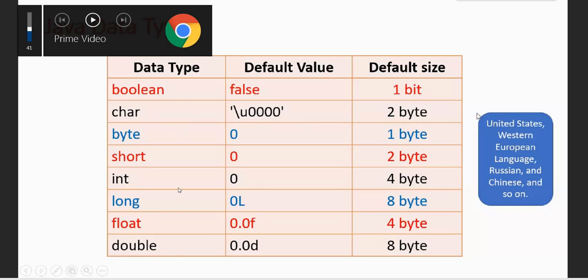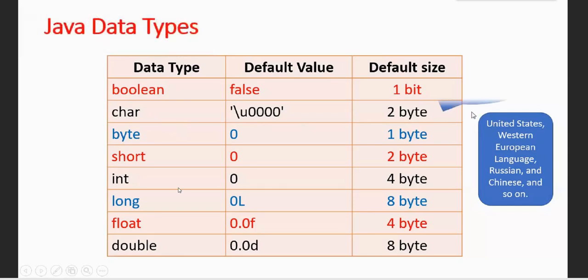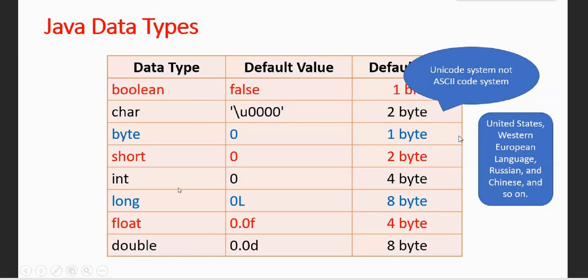Because it supports a universal code. So universal code, we call it Unicode. Instead of ASCII code, it supports the Unicode system, whereas the ASCII code is of length 8-bit only. So it means only a maximum of 256 different types of characters will be recognized in the ASCII code.